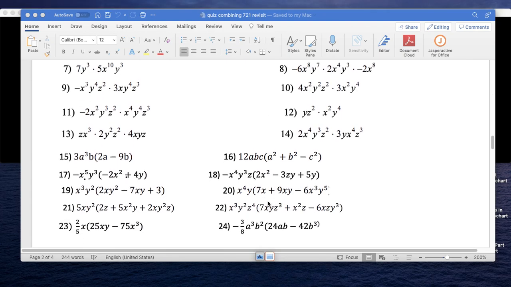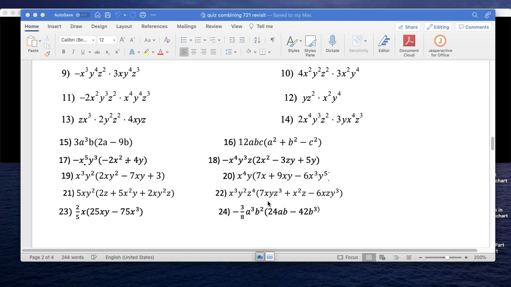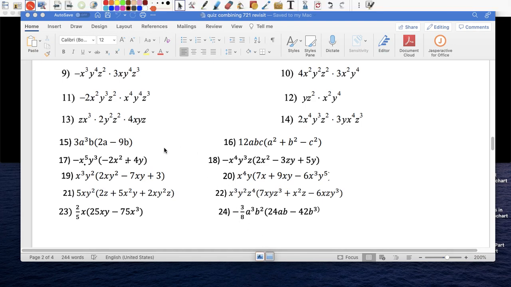Okay, this section here has you practicing the distributive property. So I'll do a couple here. Let's do the first one. So 3, well, first of all, it's positive times a positive, which is a positive. 3 times 2, 6. A cubed times a, well, remember that a has a little 1 there. So it gives me a to the 4th power, and don't forget the b.